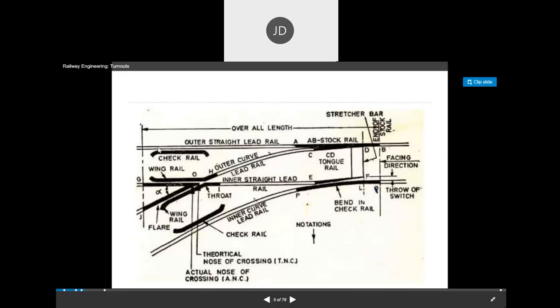This one and this one. This one is the inner straight lead rail, this is the outer straight lead rail, and this is the curve. This is the outer curve lead rail, and this is the inner curve lead rail. Since this is a curve in the direction of taking, it will be considered the inner rail.